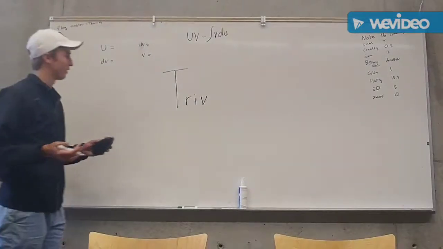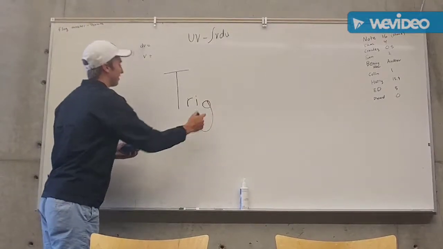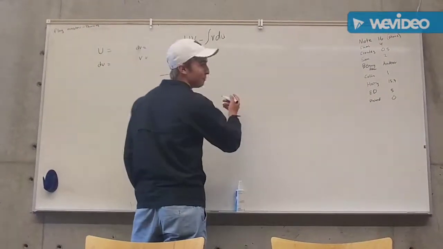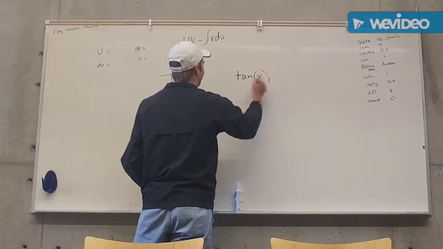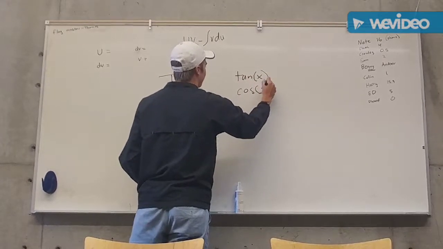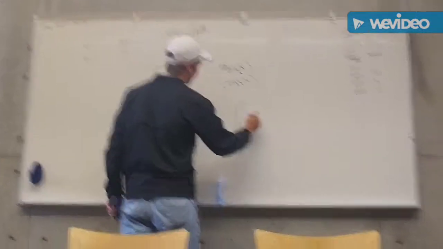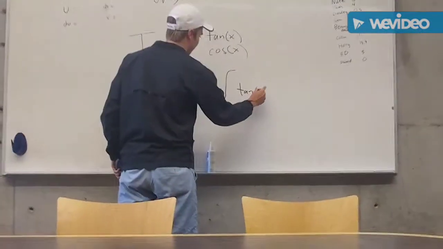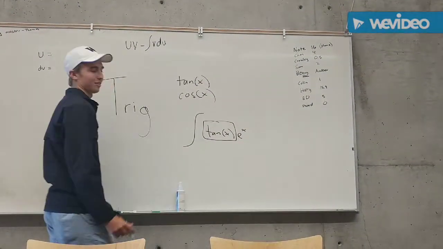The T in LEAT stands for trig, which is just pretty simple, pretty textbook functions, like tan x or cosine x. So in the integral, for example, you'd have tan x times e to the x. So your u would be the tan x.